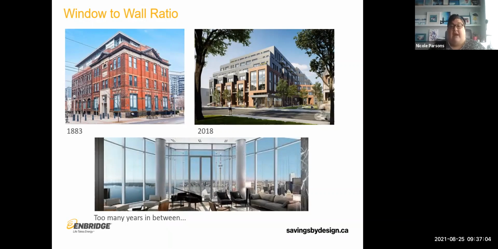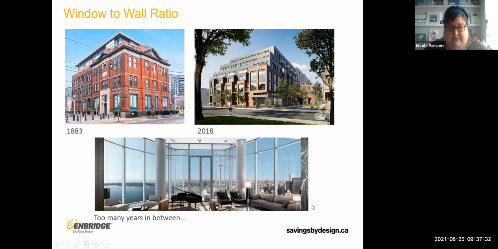And then on the top right, we have a building that started construction in 2018, also in Toronto, so a new build condo. And you can see that in this building, there's been a lot of effort made to provide adequate windows, but also to make sure that they keep that window to wall ratio at a reasonable level so that we get good energy performance of the enclosures.